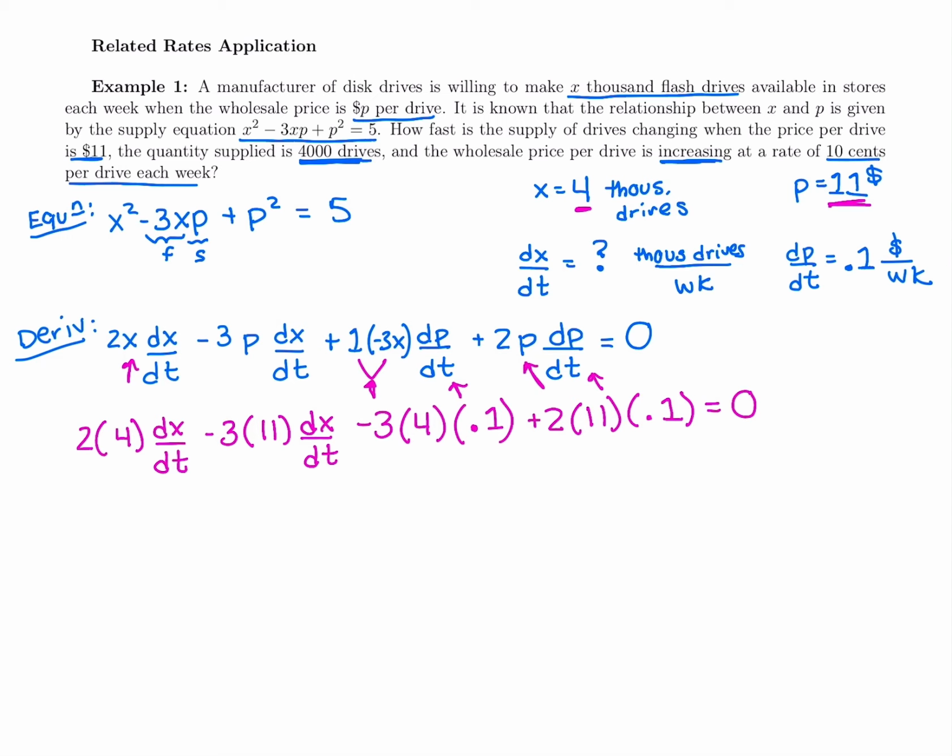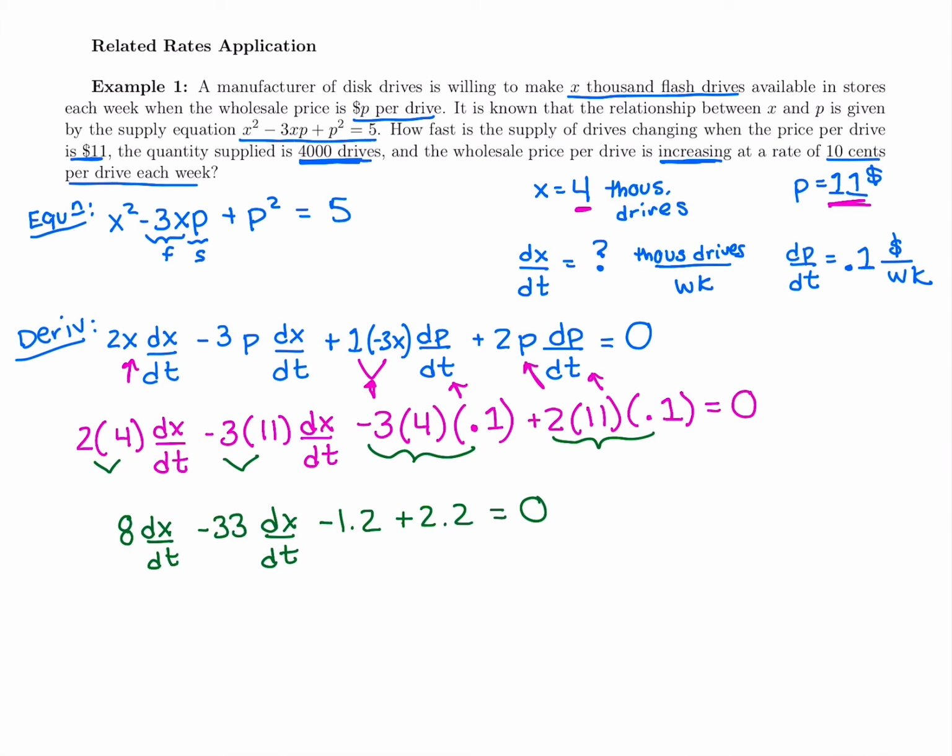So lots of things to plug in, but I actually think this is easier to solve than implicit equations. We don't have to do as much. We can really just rely on our calculator here. I'm going to multiply out in my head. So first thing I have is 2 times 4 is going to give me 8 dx dt. Then I have negative 3 times 11, which is going to be negative 33 dx dt. Then I'm going to do negative 3 times 4 times 0.1. So negative 3 times 4 is negative 12, times 0.1 is going to make it negative 1.2. And 2 times 11 is 22, times 0.1 is going to make that 2.2, equals 0.